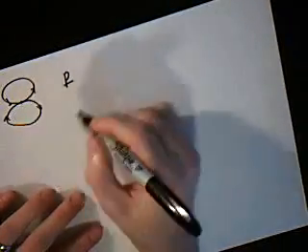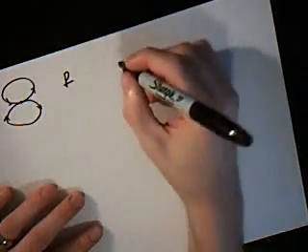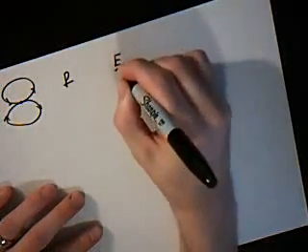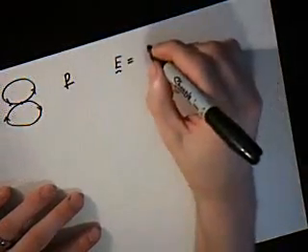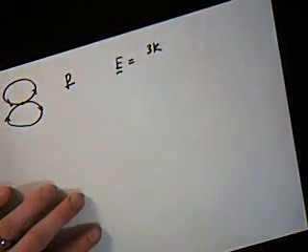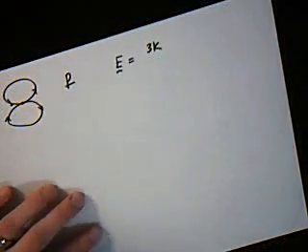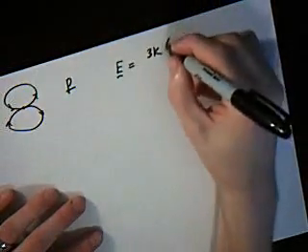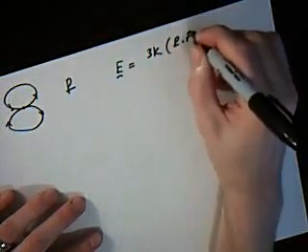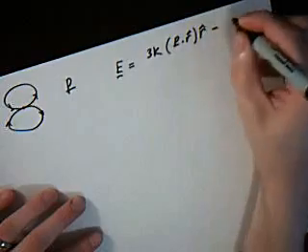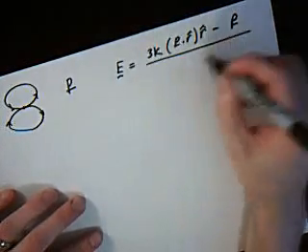And the electric field for an electric dipole with moment P is 3k, let me get my cheat sheet, 3k, okay, P dot r hat, r hat minus P over r cubed.